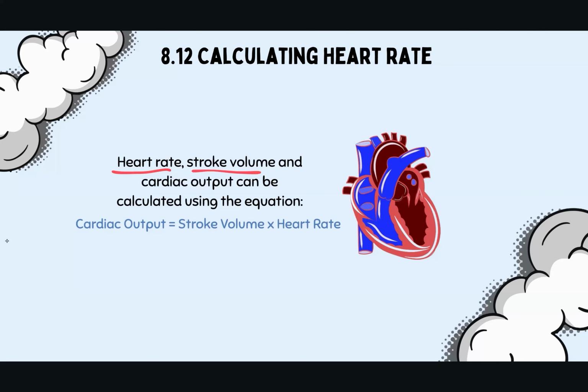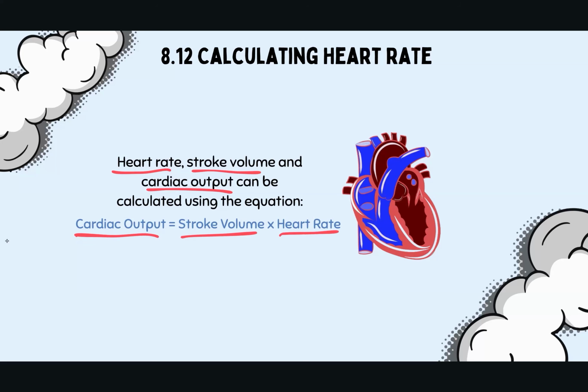Stroke volume is every time the heart beats, how much blood is being pumped out. And cardiac output is therefore how much blood is pumped out per certain amount of time. So if we've got heart rate, which is beats per minute, and stroke volume, which is how much blood is given out per beat, then cardiac output is the overall amount of blood that's released from the heart per minute.